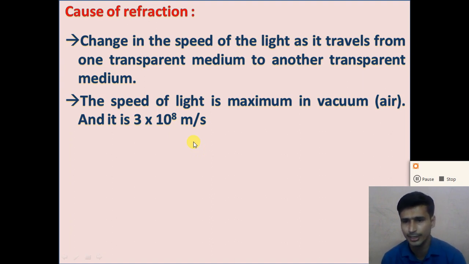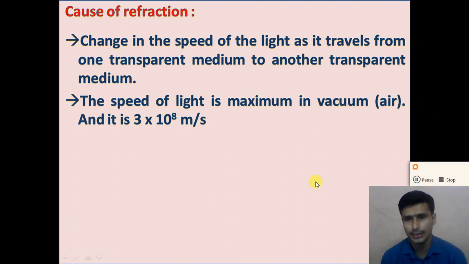What is the cause behind the refraction? The cause behind the refraction is the change in the speed of light when it travels from one transparent medium to another transparent medium. The speed of light is maximum in air, or we can say vacuum. The speed of light in air or vacuum is 3 into 10 raised to 8 meters per second. That means light travels 3 lakh kilometers in 1 second.